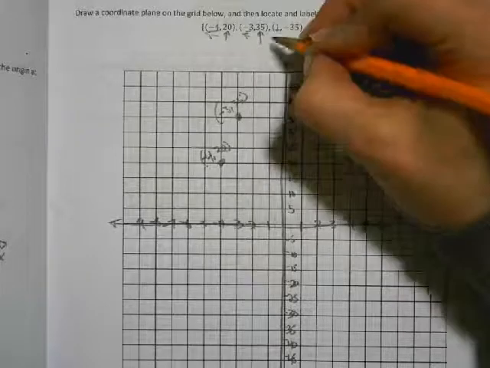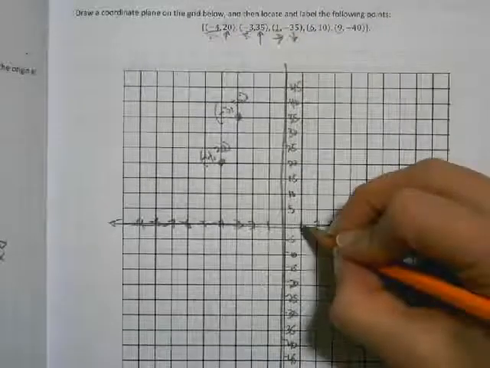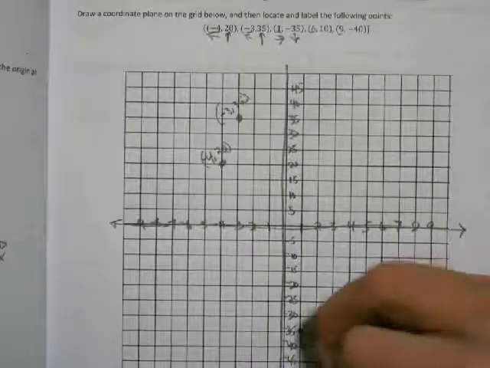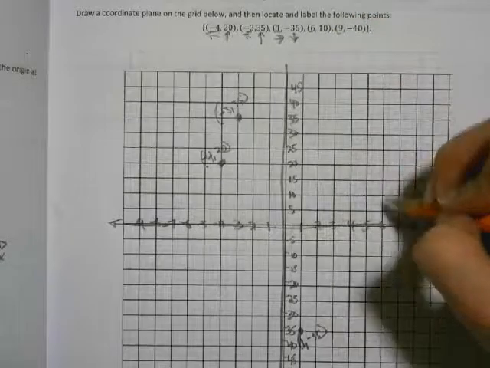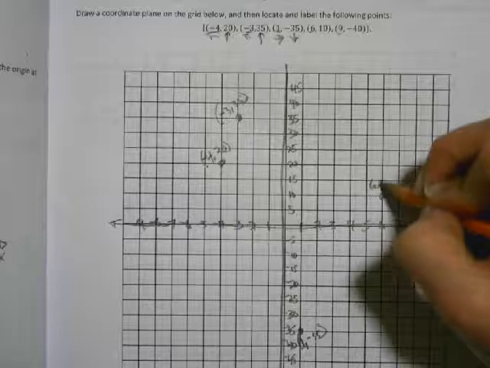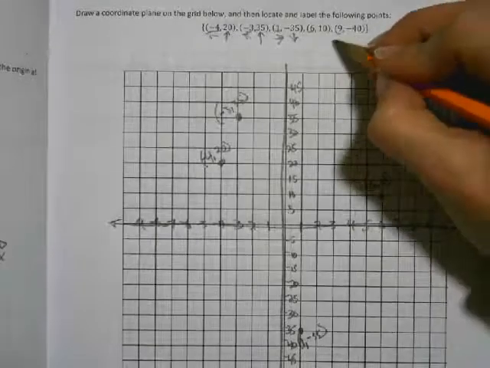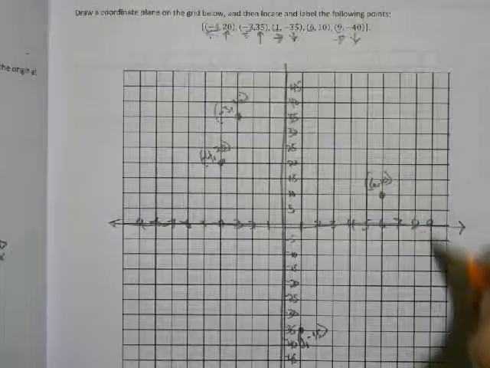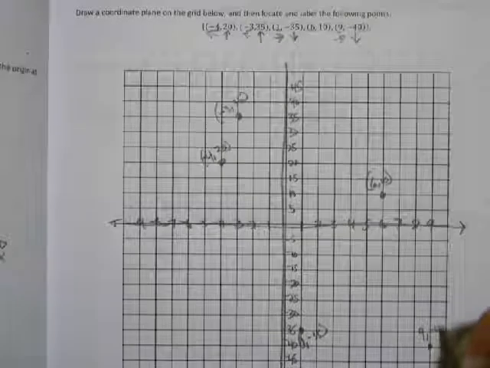And then I have a 1, it's positive, so I go to the right, and a negative 35, which means I go down. Positive 6, positive 10 would be here. And positive 9 and negative 40 would be to the right and down. And then I go down to 40, which would be right there.